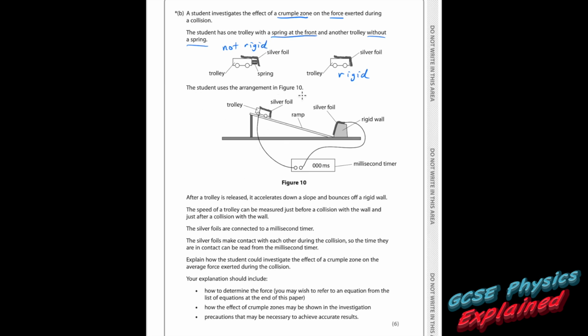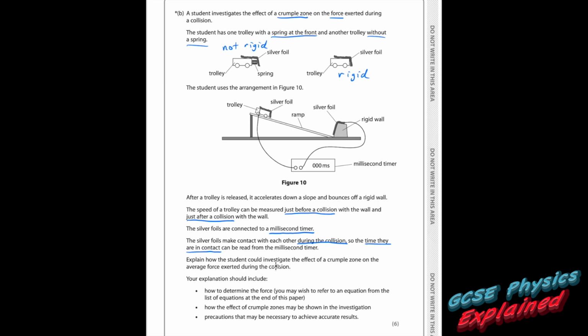The student uses the arrangement in figure 10, so they're just going to roll the trolley down and smack it into that rigid wall. After a trolley is released, it accelerates down a slope and bounces off a rigid wall. The speed of a trolley can be measured just before a collision with the wall and just after a collision with the wall. The silver foils are connected to a millisecond timer. The silver foils make contact with each other during the collision, so the time they are in contact can be read. Time they are in contact.